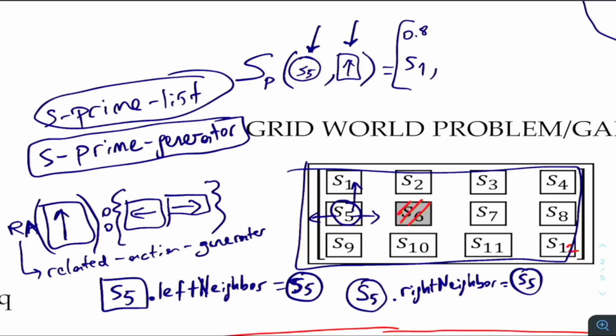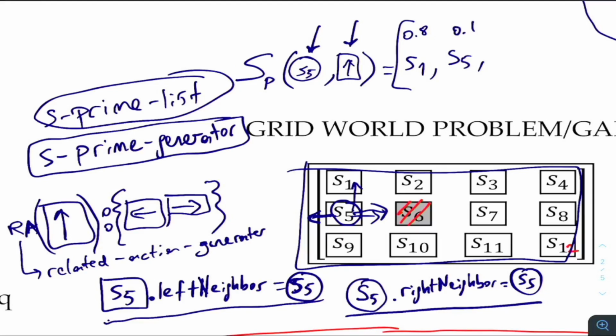What is the right neighbor of S5? Again, look at this, again S5. And what is the left neighbor of S5? Again, look at this. You don't need to think about it if you get the main point. You blindly, like a robot, write your functions, for example the S prime generator function, and then write your related action generator function. And you have a 0.1 chance of getting left, and again a 0.1 chance of getting right. Up, left, and right.